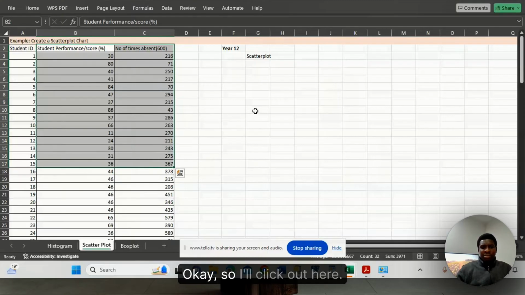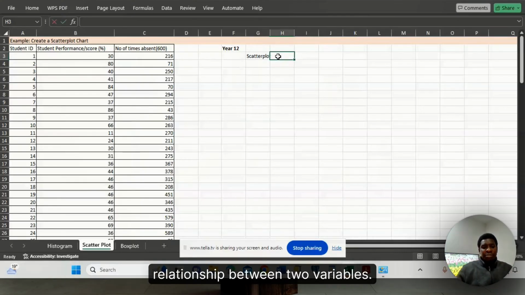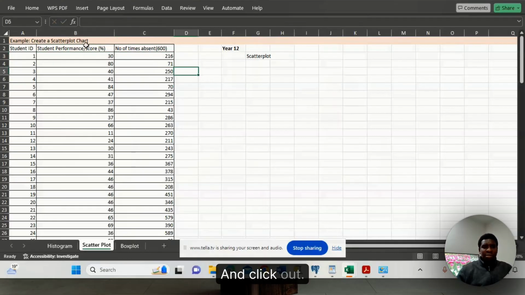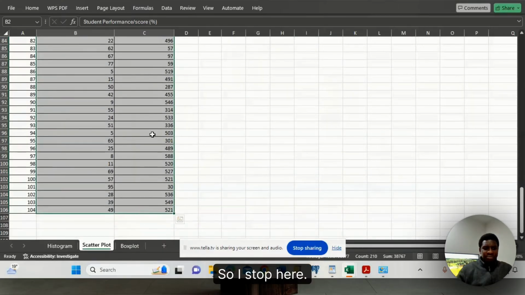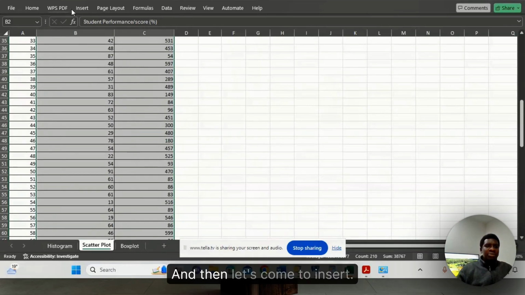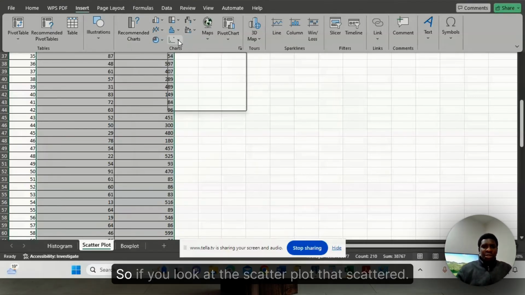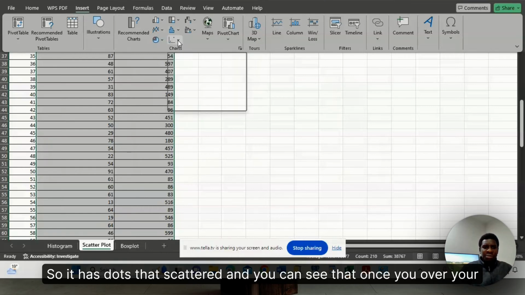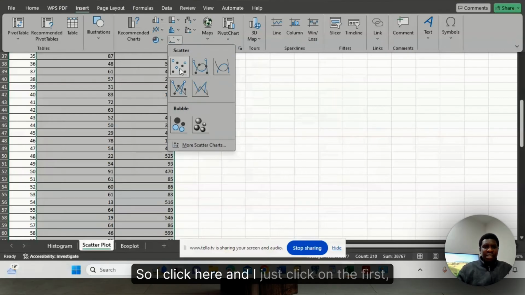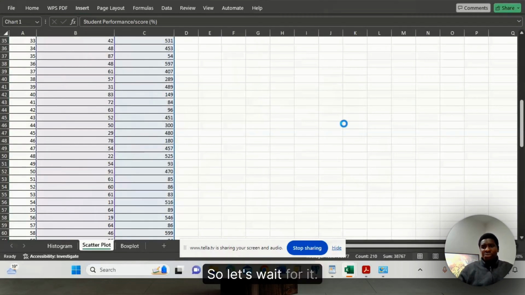So I'll click out here. Remember I said a scatter plot is used for showing the relationship between two variables. We'll be looking at these two variables here, so I'll just highlight them and click out. Let's come here and bring the selection straight down to this point, so I stop here. Then let's come to Insert, so we are inserting our chart. What chart are we inserting? You're correct, scatter plot. It has dots that are scattered, and once you hover your mouse over it, it shows scatter plot. So I click here, and just click on the first chart there, the first image. Let's wait for it.